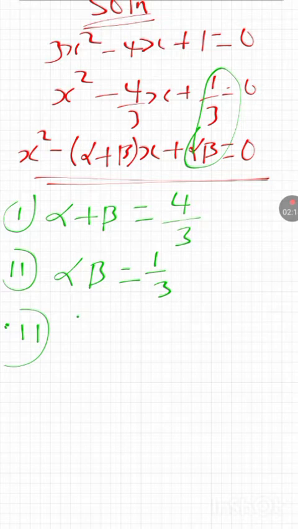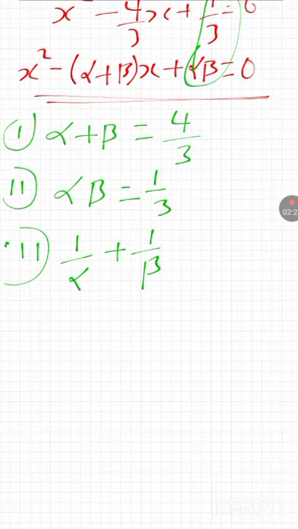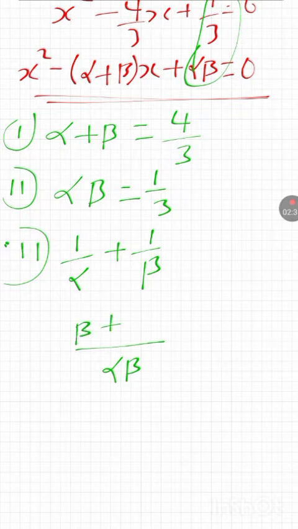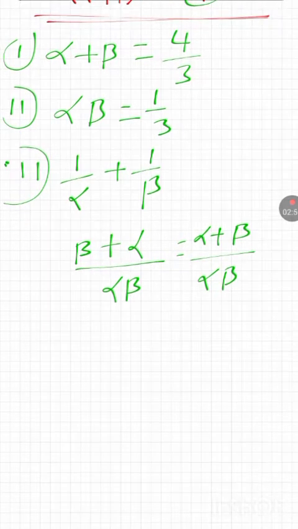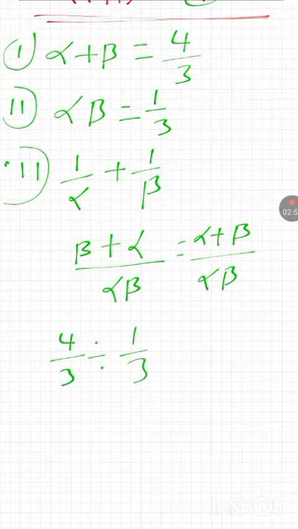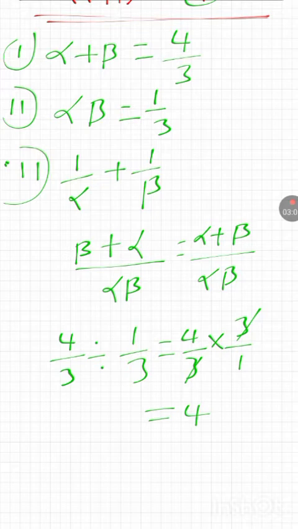I'm to evaluate 1 over alpha plus 1 over beta. Now what I have to do here is to find the LCM of alpha and beta. Alpha goes in alpha beta, I have beta, then plus beta goes in alpha beta, I have alpha. Then this is alpha plus beta over alpha beta. Therefore, alpha plus beta is 4 over 3 divided by 1 over 3. So this will give me 4 over 3 times 3 over 1. 3 will cancel 3. My answer is 4.